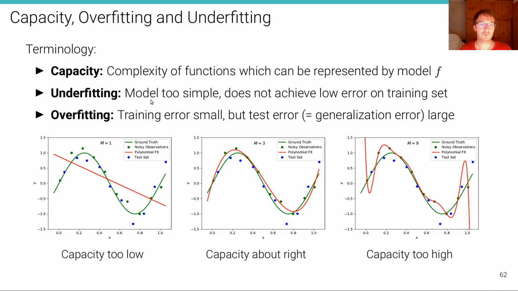Underfitting refers to models being too simple that do not achieve low error, not even on the training set. This is the case here. And overfitting refers to the scenario where the training error is very small, but the test error, also called the generalization error, is very large. Right? So we want neither of those. We never want a model that's underfitting, nor a model that's overfitting. We want a model that's performing well on the test set, that generalizes well.